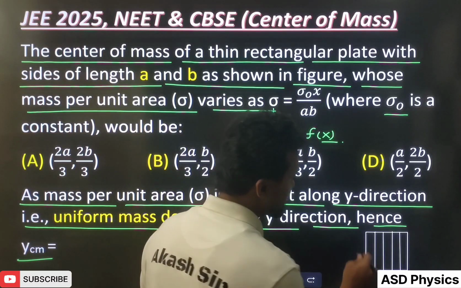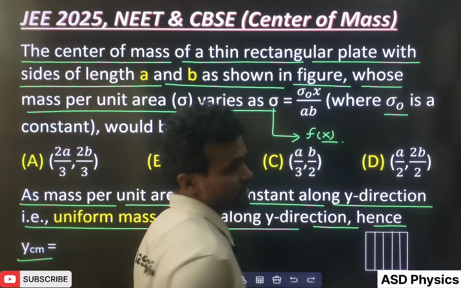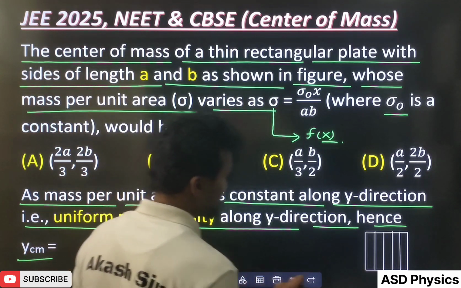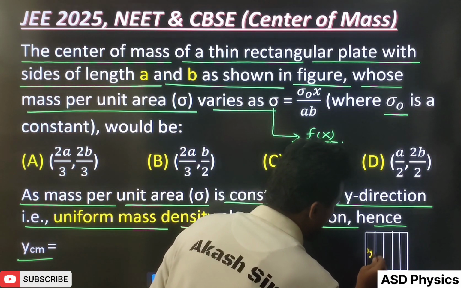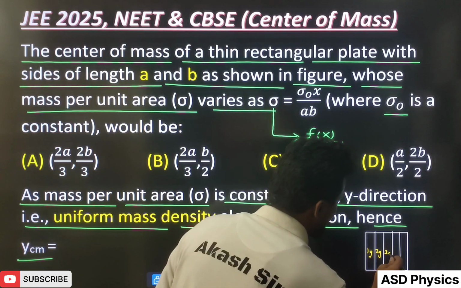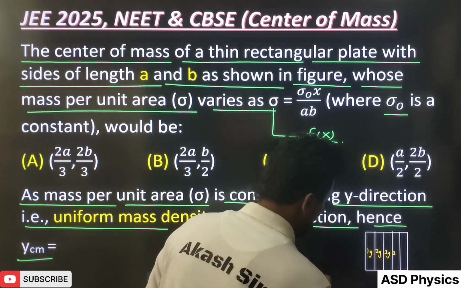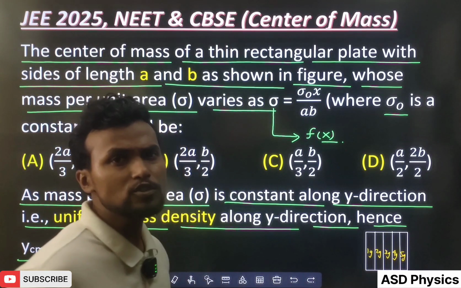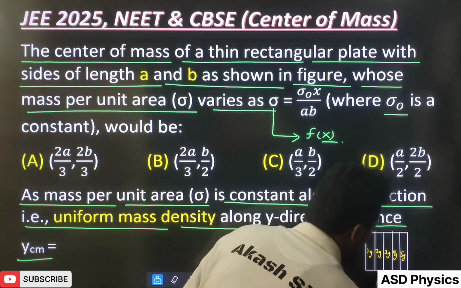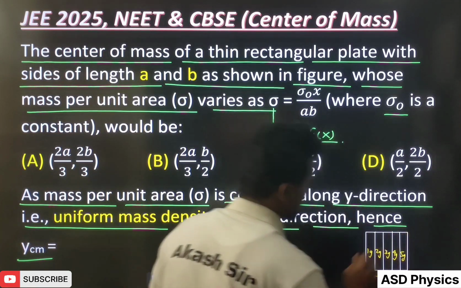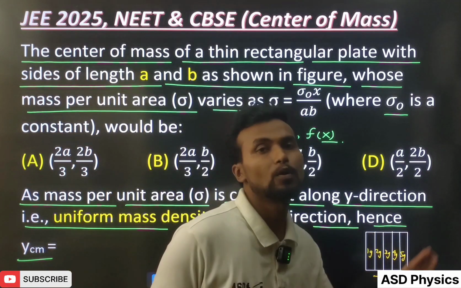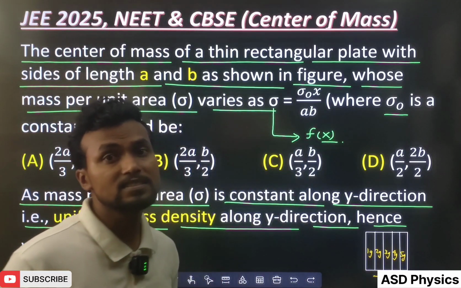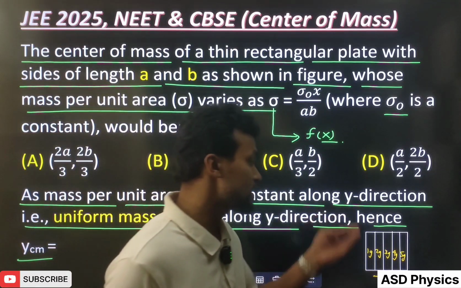Let's take for example, here I have taken one plate, a sheet. Let's take this mass 1 gram, this mass 2 gram, this mass 3 gram, the next mass 4 gram, and this mass 5 gram. So you can see very well, when we are going along the X direction, the mass keeps on increasing. That means along the X direction, non-uniform density is there. But what about the Y direction?